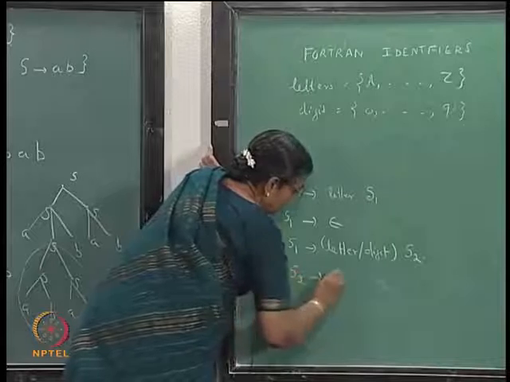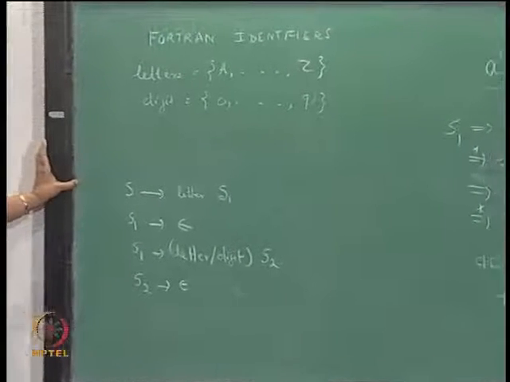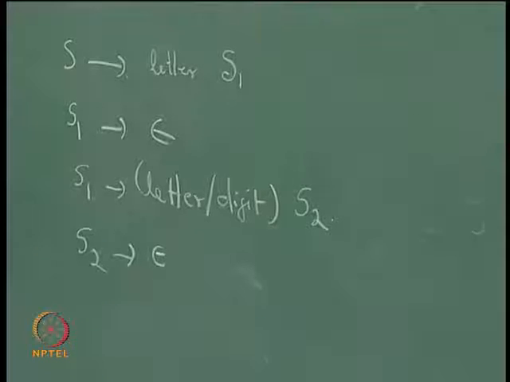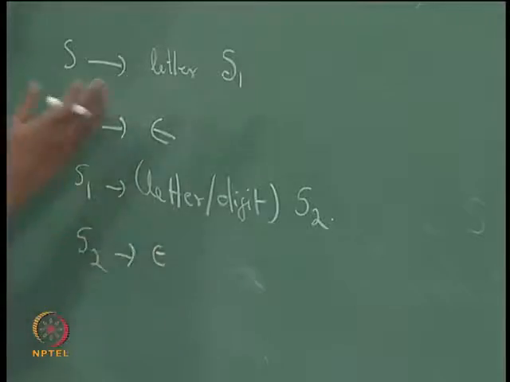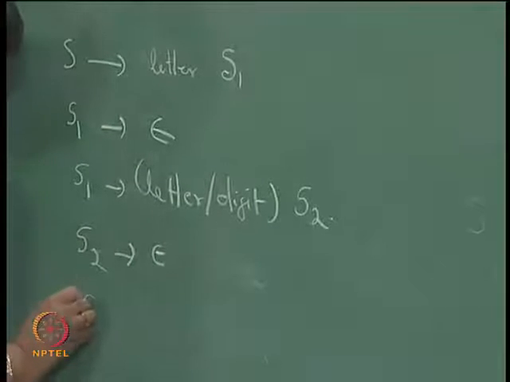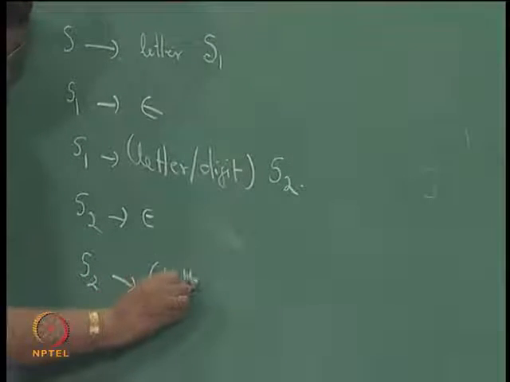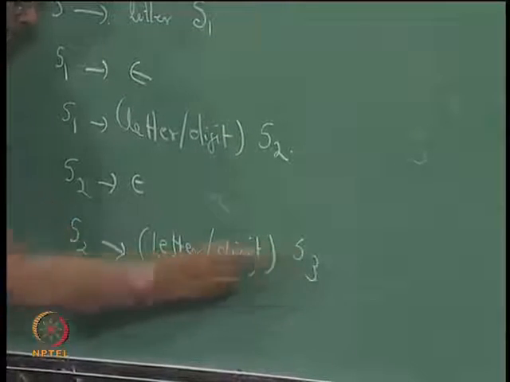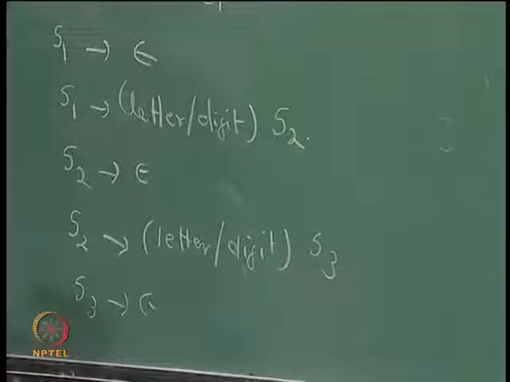S2 goes to epsilon, or you can continue, you can have up to 6 symbols. The first one will be a letter, second to sixth one it can be a letter or a digit. So S2 goes to epsilon will terminate with the second symbol. If you want to use one more symbol, S2 goes to letter digit S3, and then S3 will go to epsilon. This will generate up to 3 symbols.